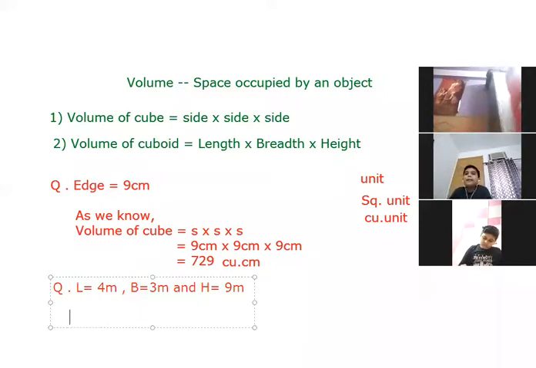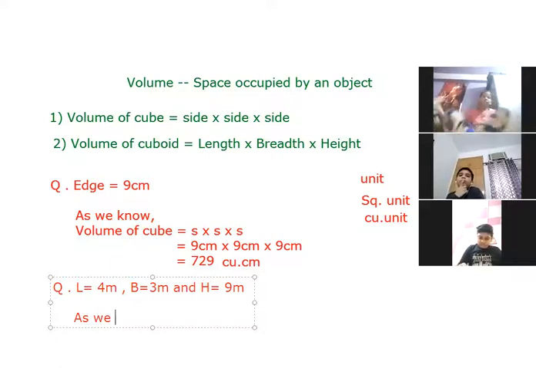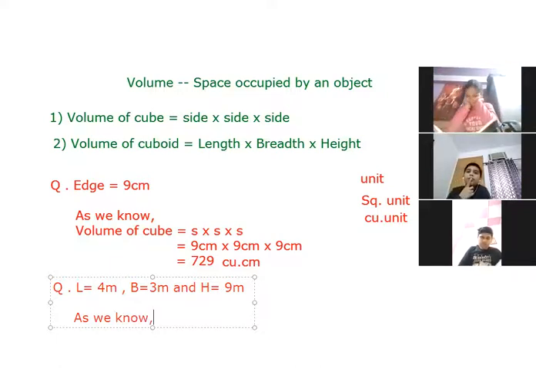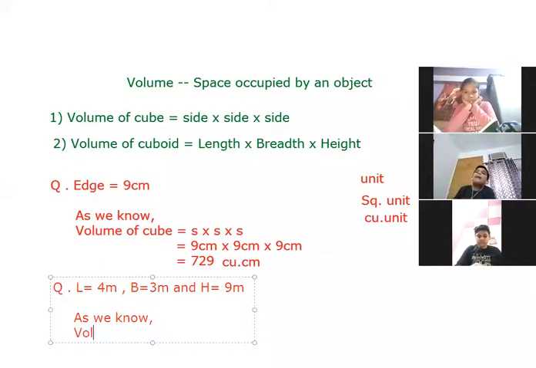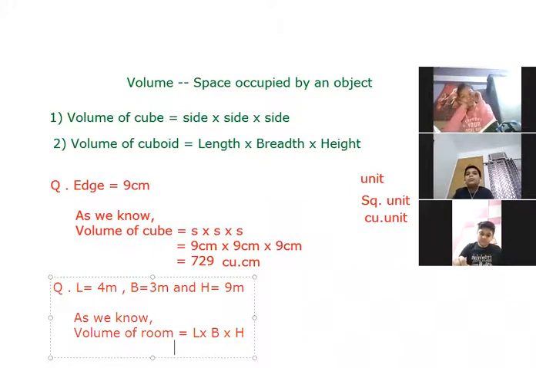Before writing the formula, we can write "as we know", and then the formula. What is the formula here? Quickly tell me. Length multiplied by breadth multiplied by height. Very good. So here, volume of the room, how will you write the volume of the room? Length multiply by breadth multiply by height. Yes, we are going to multiply all these dimensions.